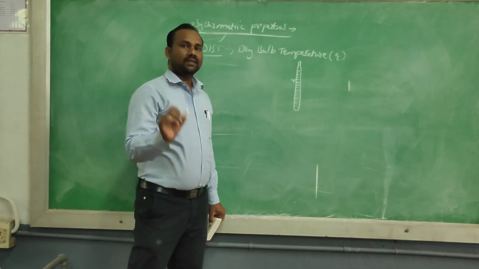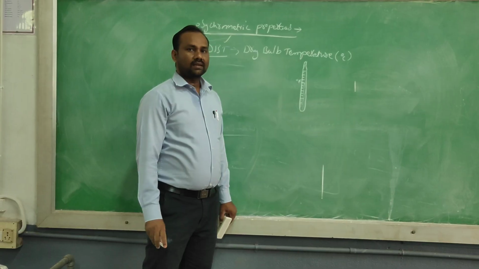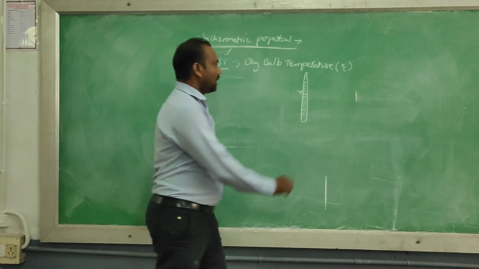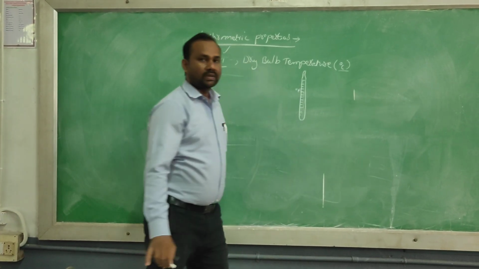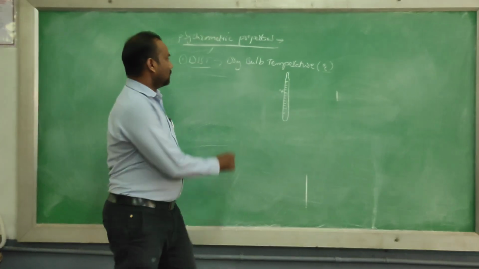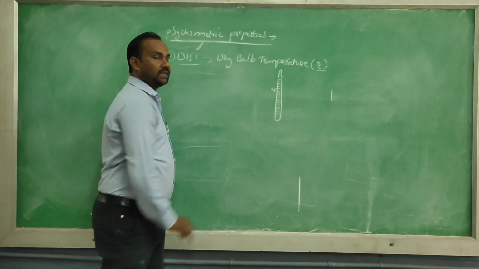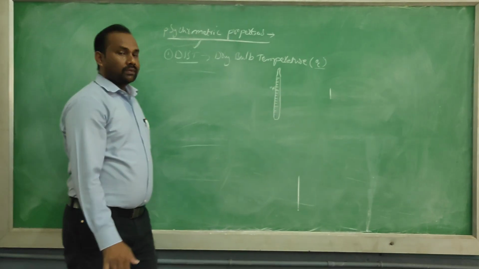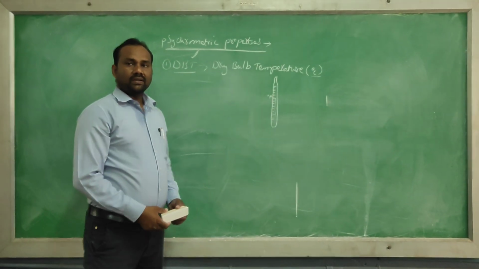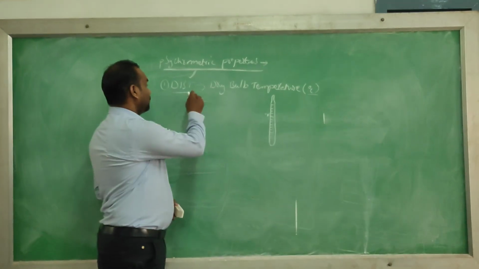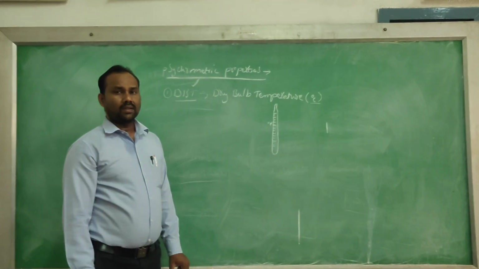So the temperature recorded by a simple thermometer is generally called dry bulb temperature, and it is expressed in degrees centigrade. Mostly it is indicated as DBT. Whatever temperature value you refer to in our day-to-day life is nothing but dry bulb temperature.